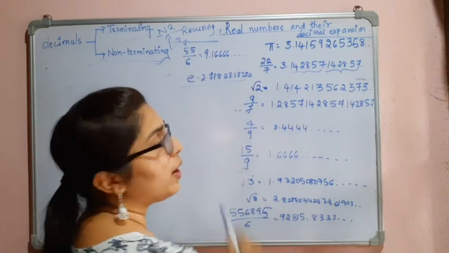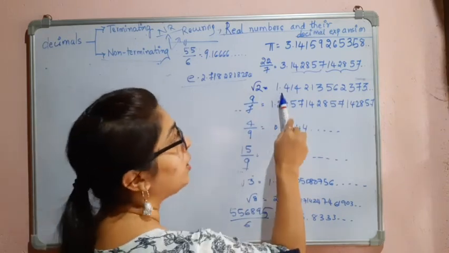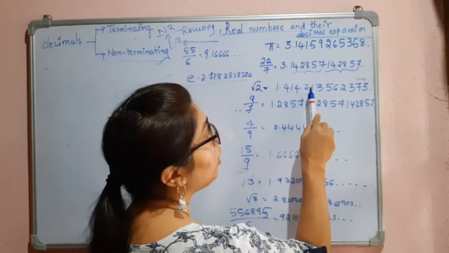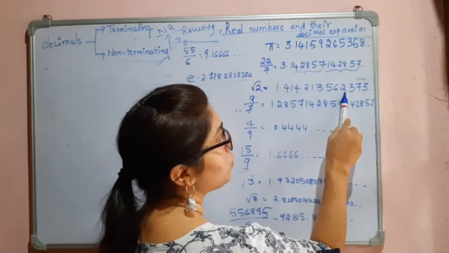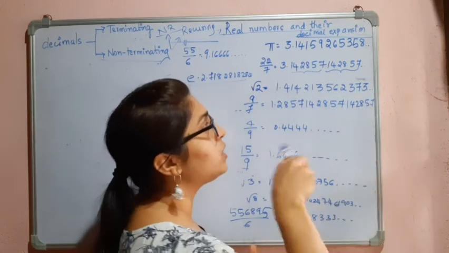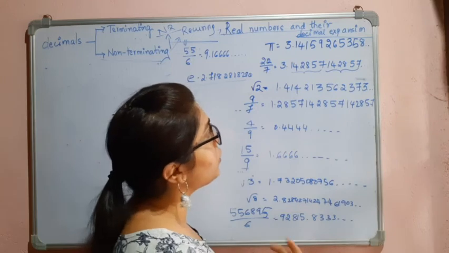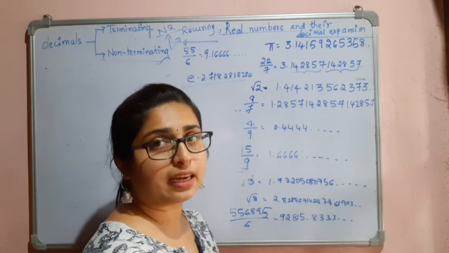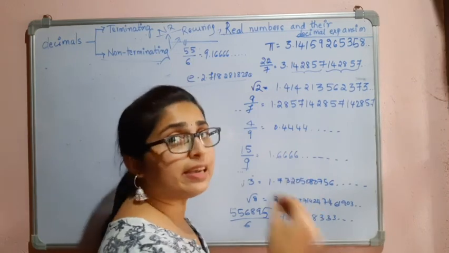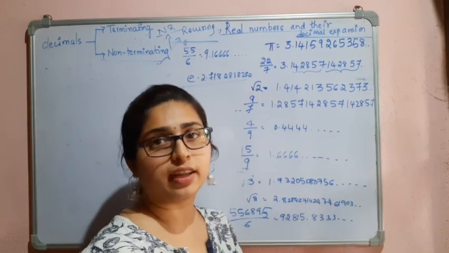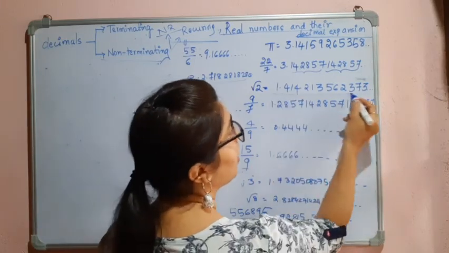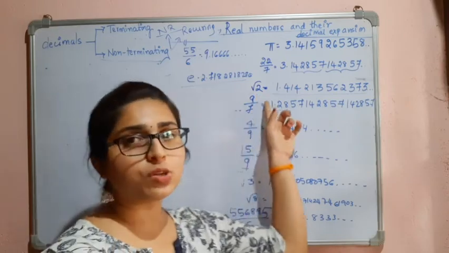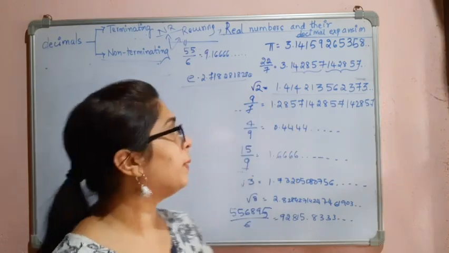Next is the square root of 2. So that is 1.414213562373 and so on. Once again, we cannot see any digit or any string of digits reoccurring here. So this is also an irrational number. And we already know the square root of 2 is an irrational number.